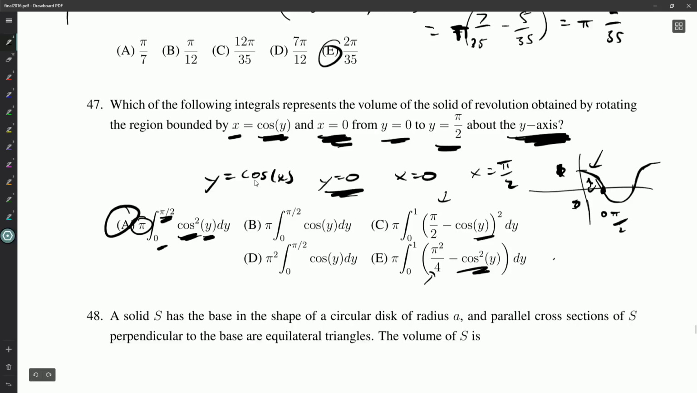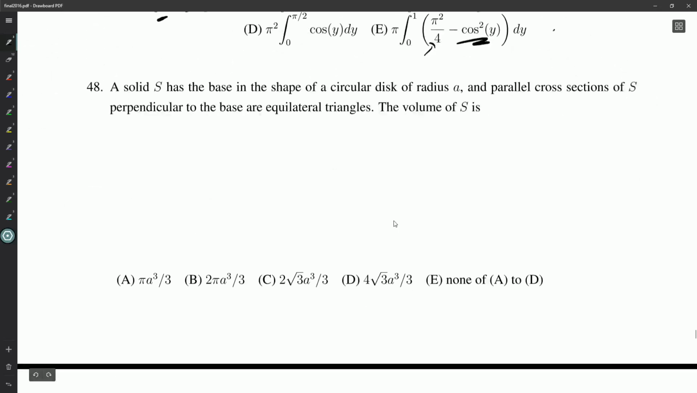Now, if you're upset by this, you're more than welcome to draw the picture of x equals cosine y, which is going to look a little something like this. And basically, you're just doing everything but with the page shifted the other way. The line x equals 0 is right here, so we're being bound by this particular curve, and we're going from y equals 0 up to y equals pi by 2. Other than that, everything's fine. What's the distance to your axis? Well, it's cosine y. Okay, so we get our answer of A. No sweat there.